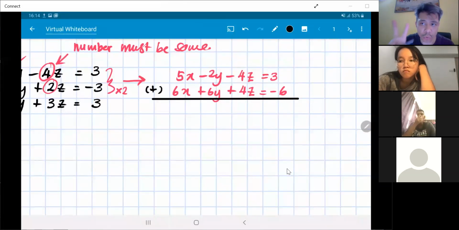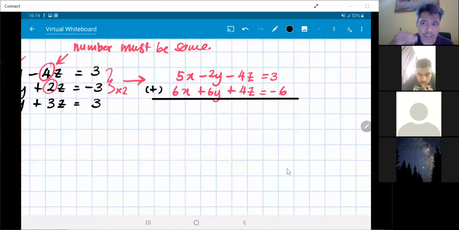Okay, maintain 2, remove 1. So I removed z already by adding this, which means it's correct. So now if I plus the x and the x, the y and the y, so 5x plus 6x will give me 11x. Negative 2y plus 6y.